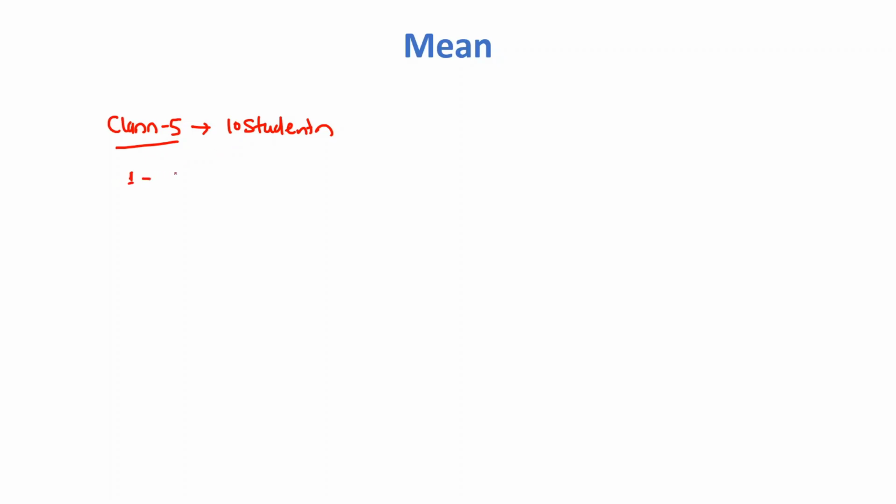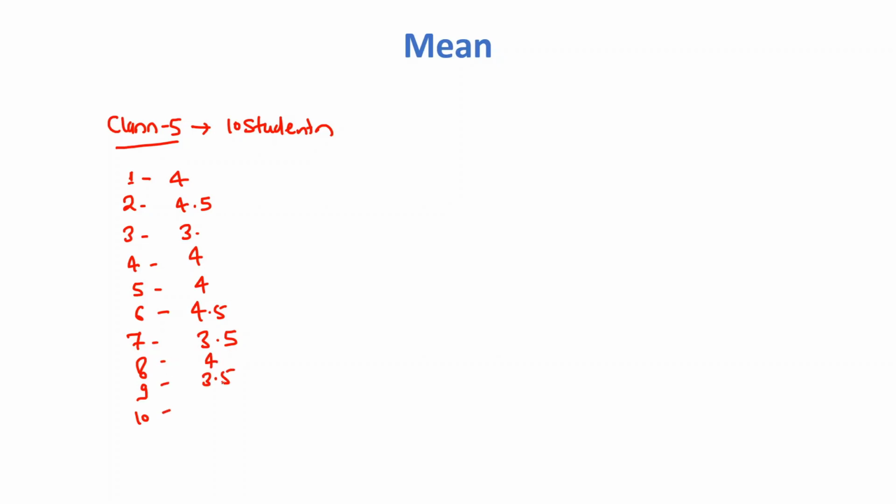First student height is 4 feet. Second one height is 4.5. Third height is 3 feet. Fourth one has 4 feet. Fifth has 4 feet. Sixth has 4.5 feet. Seventh has 3.5 feet. Eighth, ninth and tenth: this is 4, this is 3.5, this is 3.